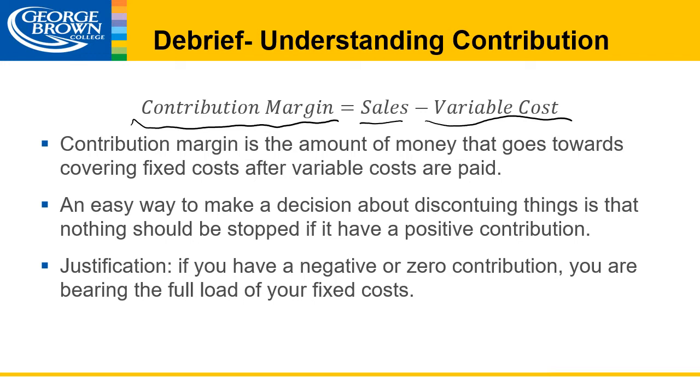Without a positive contribution, so having a negative or a zero contribution, you are bearing the full load of your fixed costs, and possibly creating a loss for your business. So when you're looking to make decisions about whether you should stop doing something, like not being open during the off season, or what was the previous example? I honestly forget now, I apologize. But the idea is that both had positive contribution margins, and thus we shouldn't stop doing them.